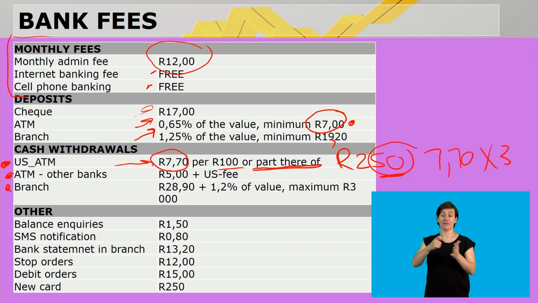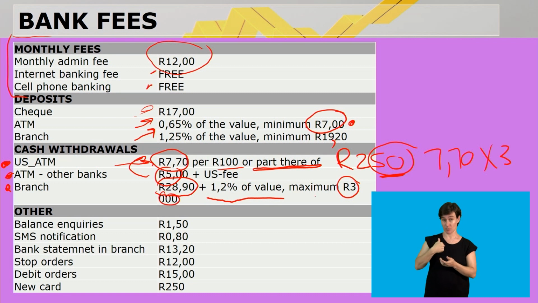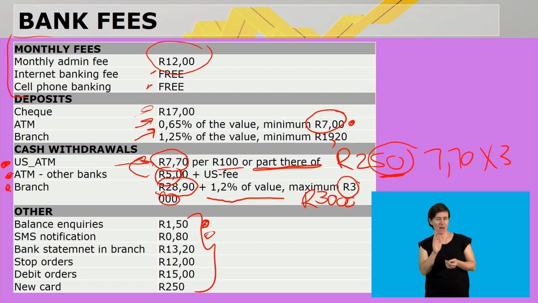The ATM from other banks is 5.50 Rand plus the fee of your own. And then if you do it in the branch, it's a fixed cost of 28.19 Rand plus 1.2% of the value. And there the maximum charge for this account is 3,000 Rand, meaning your bank fees can't be higher than 3,000 Rand.